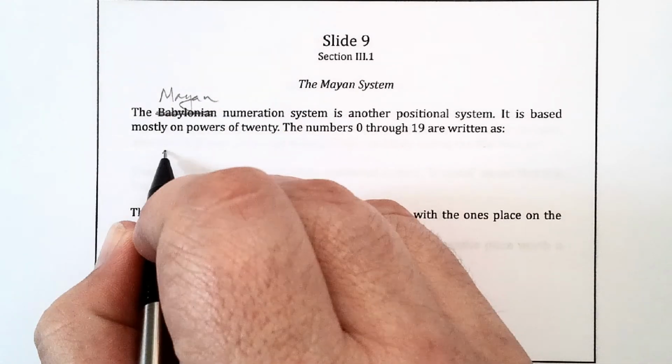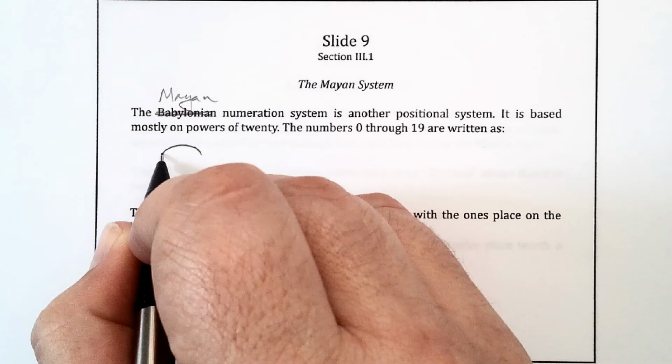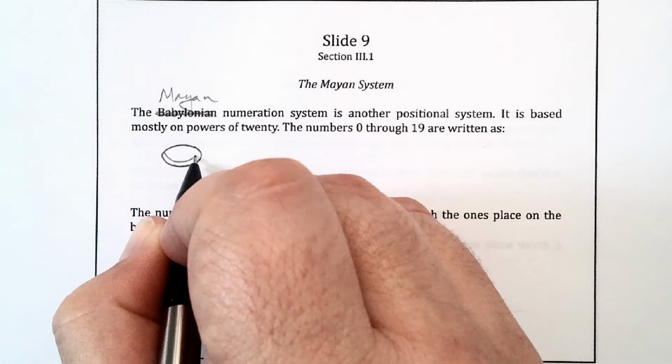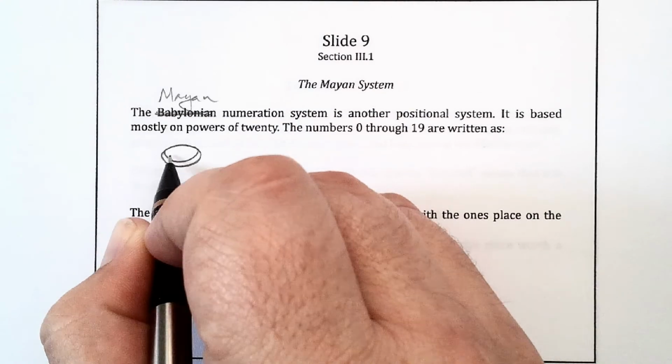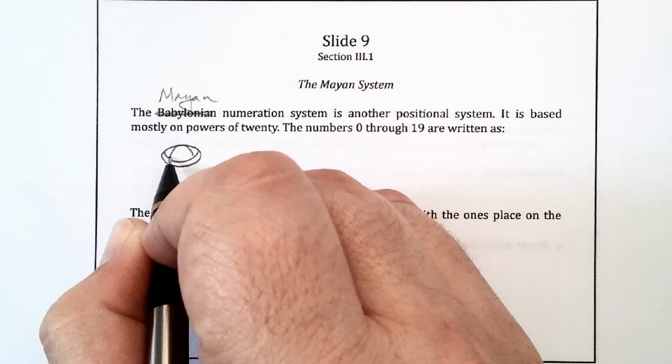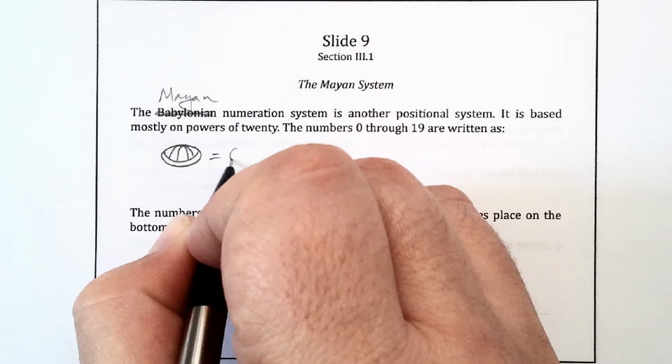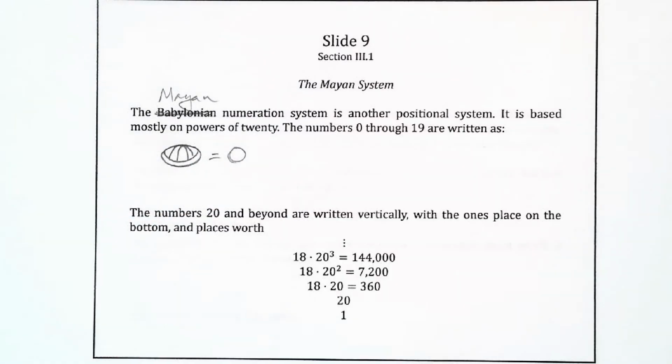There were three symbols that they would use. The first is their 0 symbol, and they appear to have had a concept of 0 as an actual number. And this is how they represented that. Okay, then they use dots and bars to represent 1s and 5s respectively.